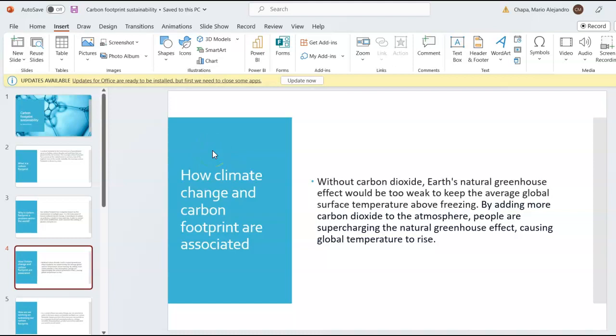How are climate change and carbon footprint associated? Without carbon dioxide, Earth's natural greenhouse effect would be too weak to keep the average global surface temperature above freezing. By adding more carbon dioxide to the atmosphere, people are supercharging the natural greenhouse effect, causing global temperature to rise.